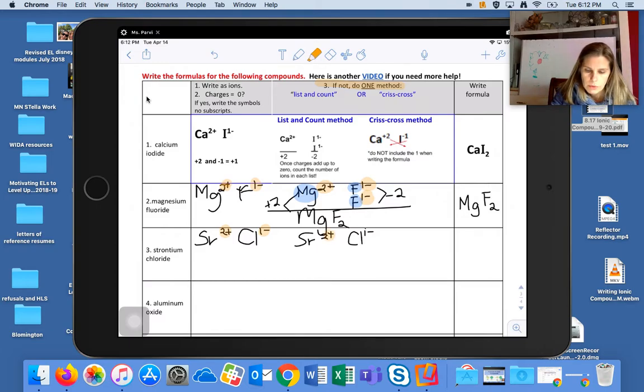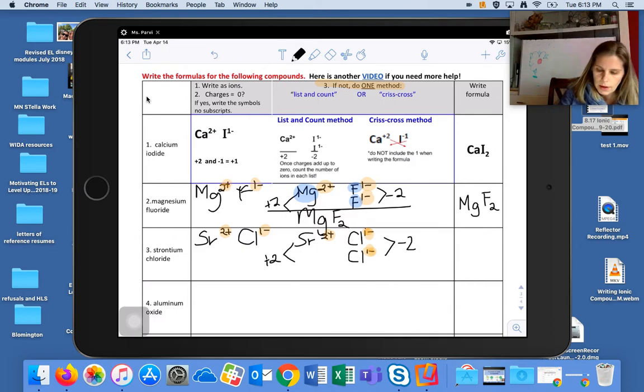So my strontium, I have a +2 on this side, a -1 on this side. Which do I need more of? I need more chloride. So I'm going to write another chloride with my 1 minus. Now, let's check the charges. On this side, I have a -1 and a -1. Those add up to -2. On this side, I already have a +2. Now my charges balance out.